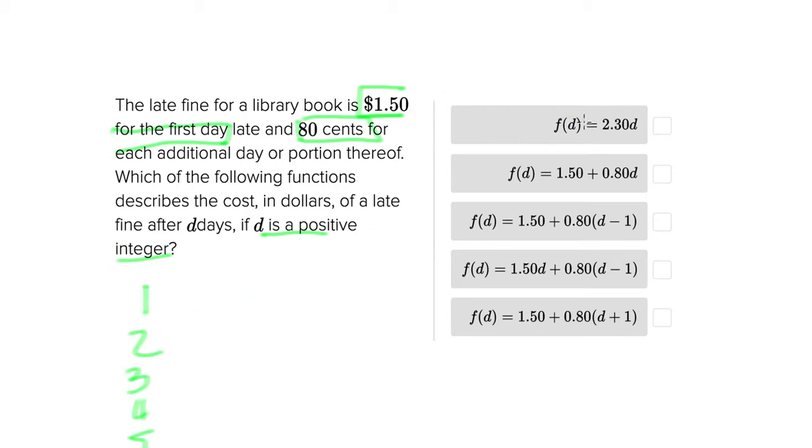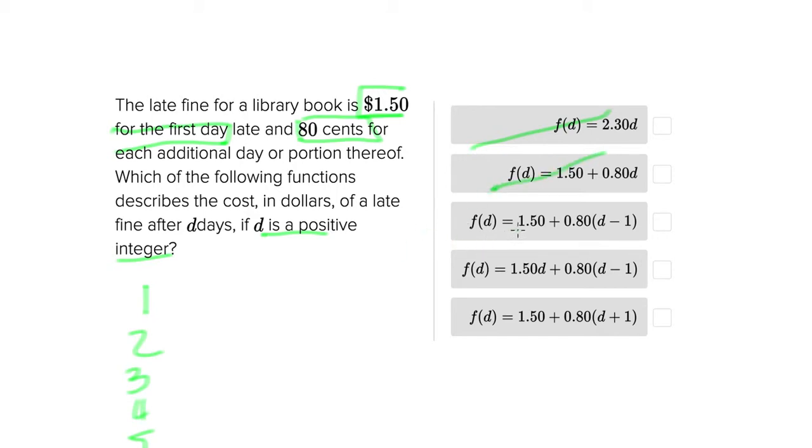So if you were to plug in number 1, if you're 1 day late here, you would be multiplying 230 by 1, so you'd be paying $2.30 as opposed to 150 for the first day, so this one doesn't work out. If you were to try this with the second option, you would not only be paying 150, but you'd be paying 150 plus 80 cents for the first day, so this doesn't work out for number 1 either.